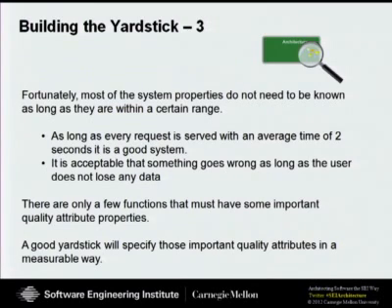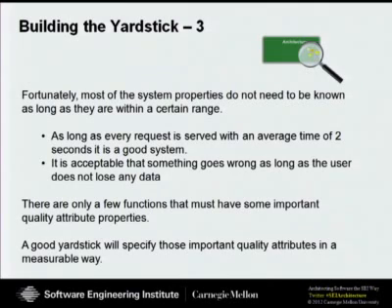Fortunately, we do not have to know all those properties in the system. For many of those properties, generic statements like, as long as every request is served with an average time of 2 seconds, then that is a good system. That's good enough. So now we cut down from 10,000 maybe to 8,000 properties, just by that sentence. Or another one: it is acceptable that something goes wrong as long as the user doesn't lose any data.